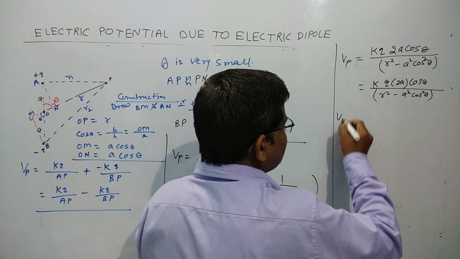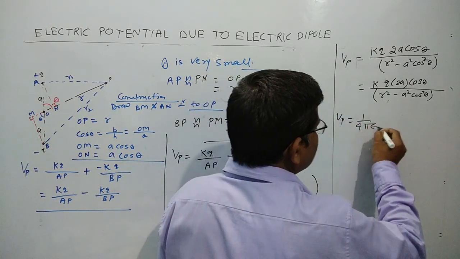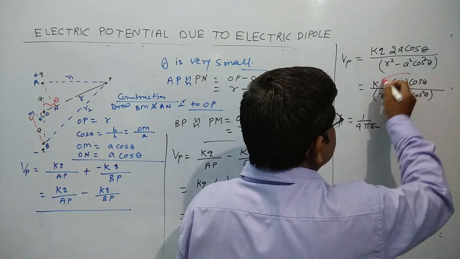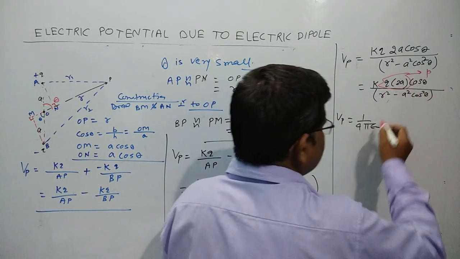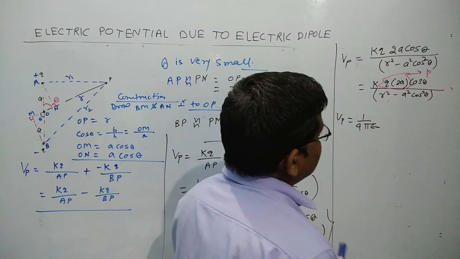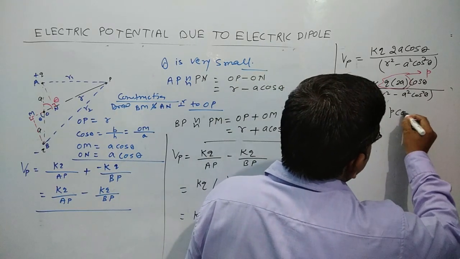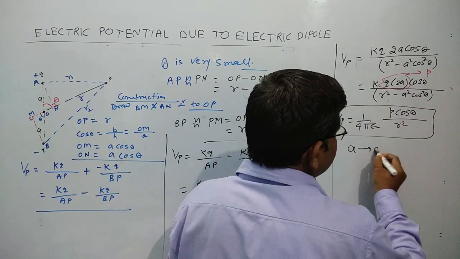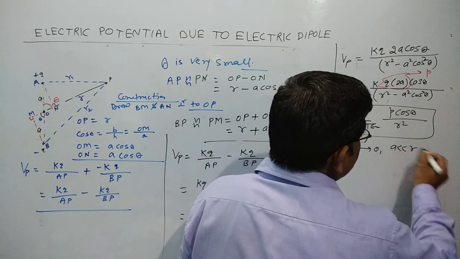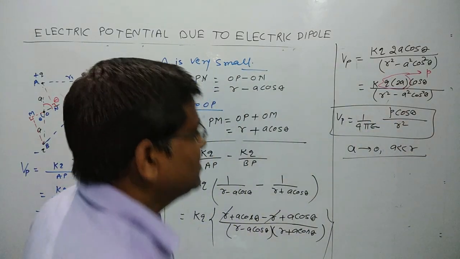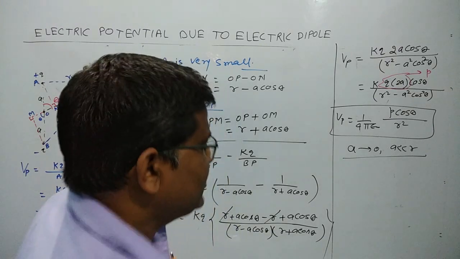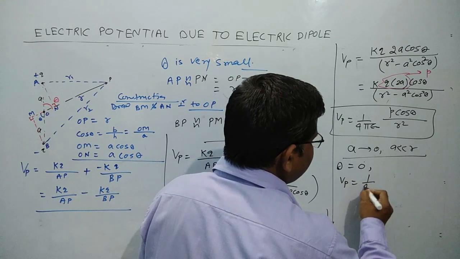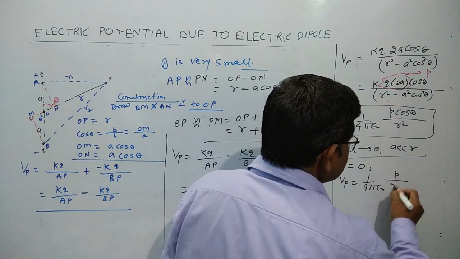This one, VP equal to 1 by 4 pi epsilon naught, and this one is P. Then it becomes P cos theta by R square, because A tends to 0. A is less than R. And this equation is for any theta. If theta is 0 degree, then VP equals 1 by 4 pi epsilon naught P by R square.